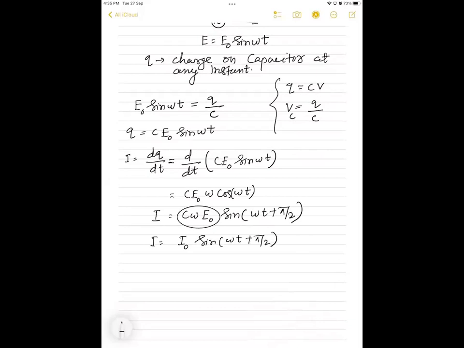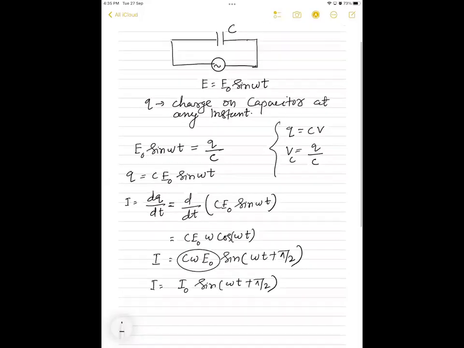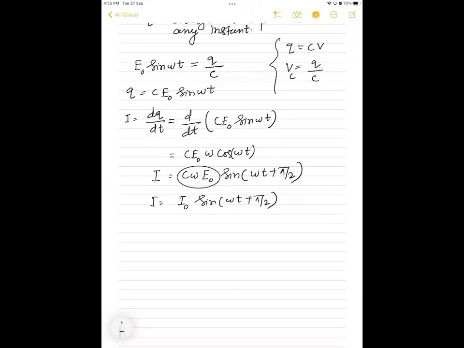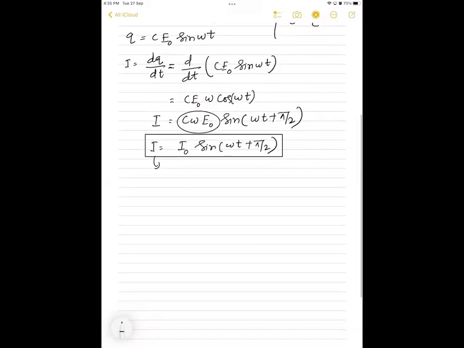And you know in a capacitor, the current leads. You are giving the voltage E equal to E naught sine omega t, but the current that is coming is I equal to I naught sine omega t plus pi by 2. This current is the instantaneous value of alternating current, right?